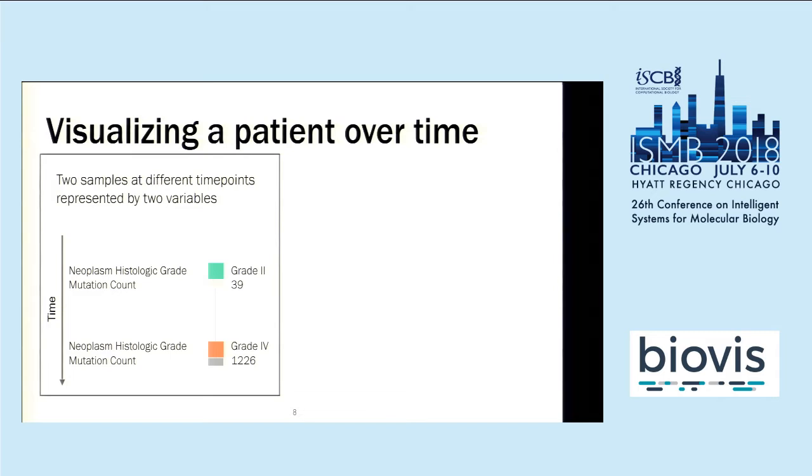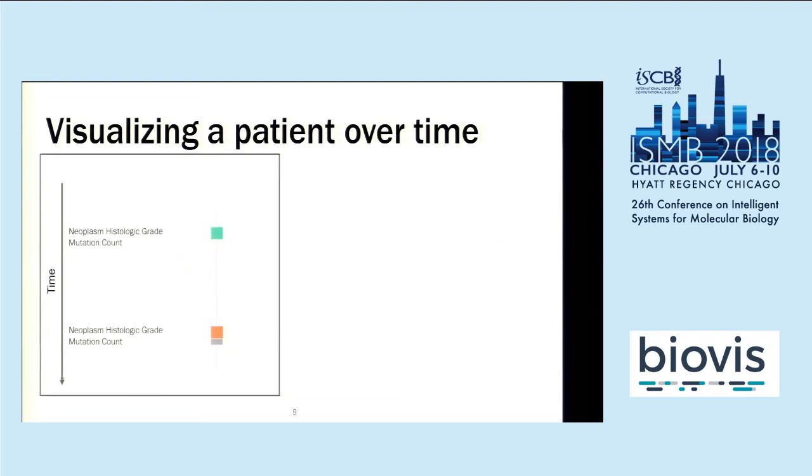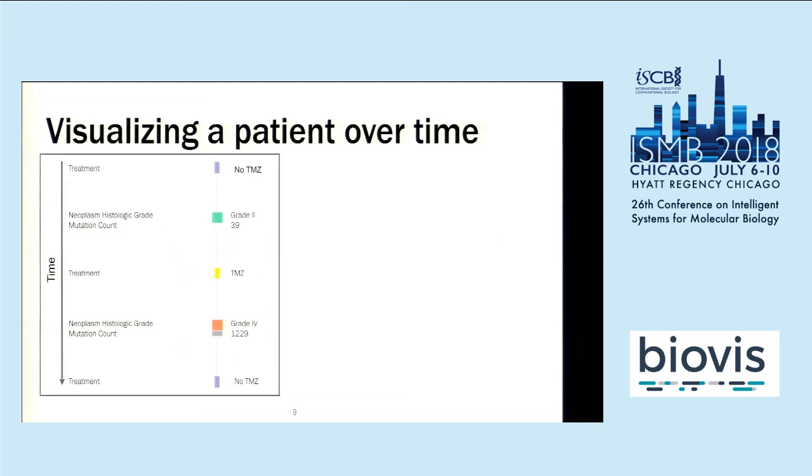Now the question is: is this just the natural progression of the cancer, or was there maybe some external factor influencing that development? Maybe the patient received a treatment between these 2 samples. That's why we implemented the possibility to add treatment blocks between these sample blocks. When we do that, we can see that the patient received a drug called TMZ, which is temozolomide. It is a chemotherapy between the 2 samples. Of course, from one patient, we cannot tell if TMZ caused this high mutation count. So we have to check if this is a common pattern.